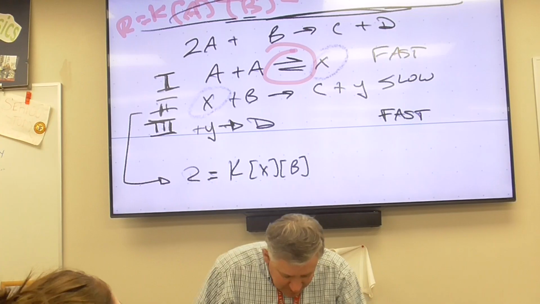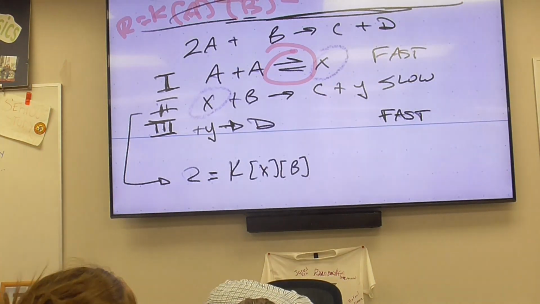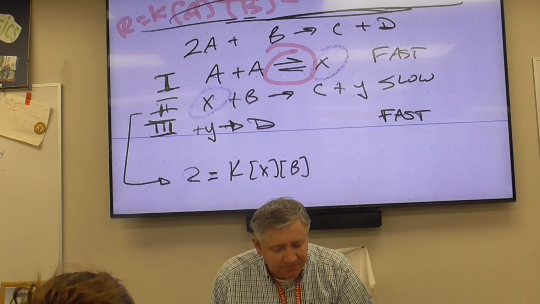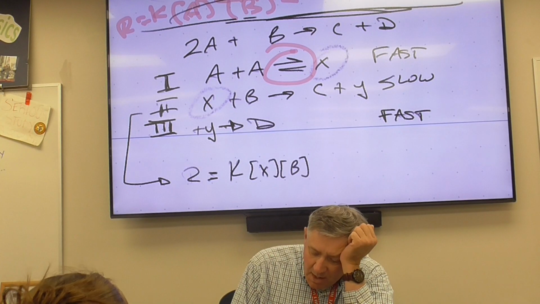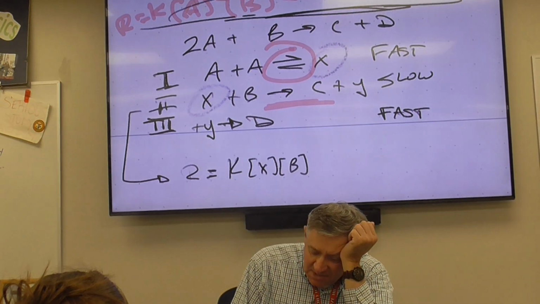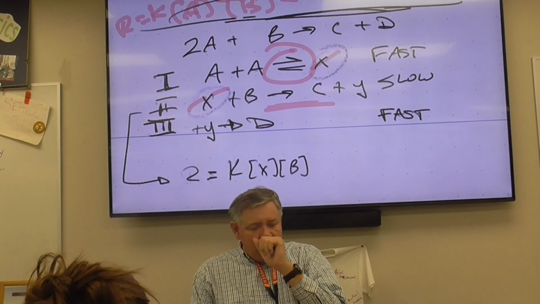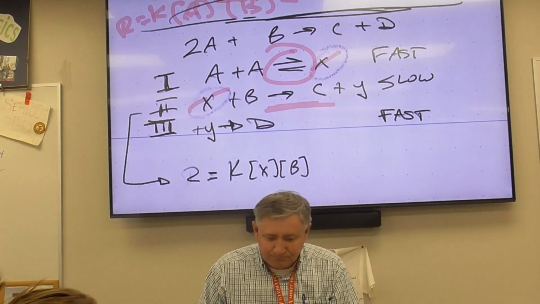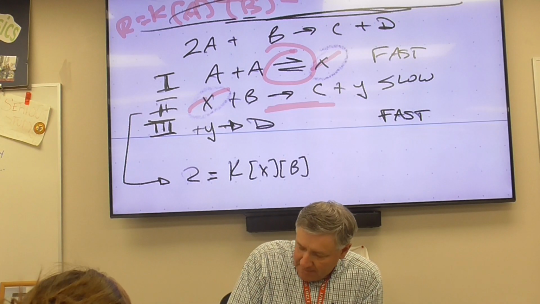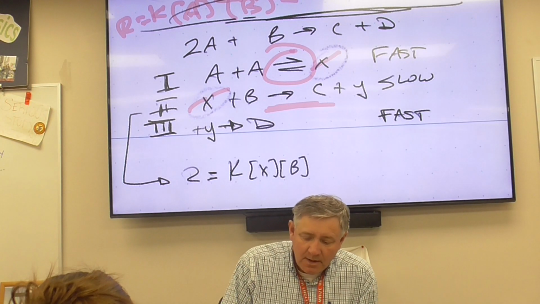So here's why this will work. On your slow step, first off, what's nice about this is that I can produce X, but X is going to drop out because it's an intermediate.